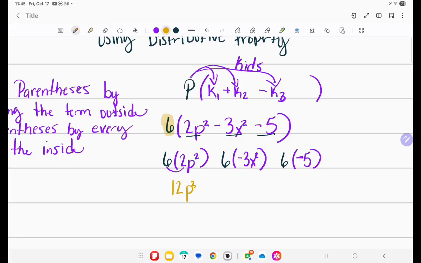All right? What's the next child? Who you whooping now? 6 times what? Negative 3, which is what? Negative 18. And what kind of clothes he had on? X. There you go. And the last child? Which is negative 30. And it just had on the regular clothes, right? Now, if you notice, I didn't put plus between anything because I already had a negative right there. And negative and minus mean the same thing. But if you want to put a plus between it, you can.